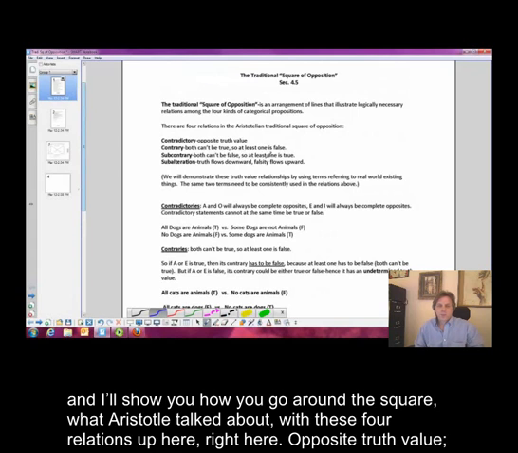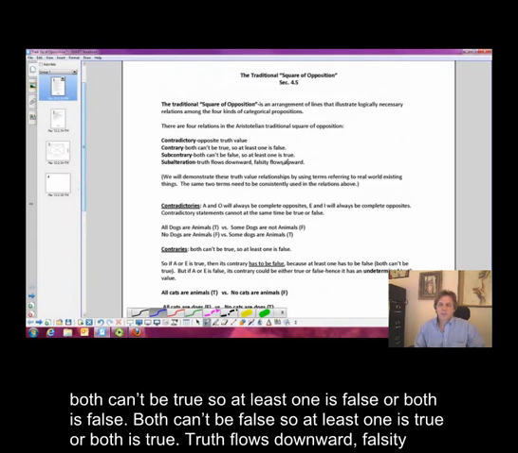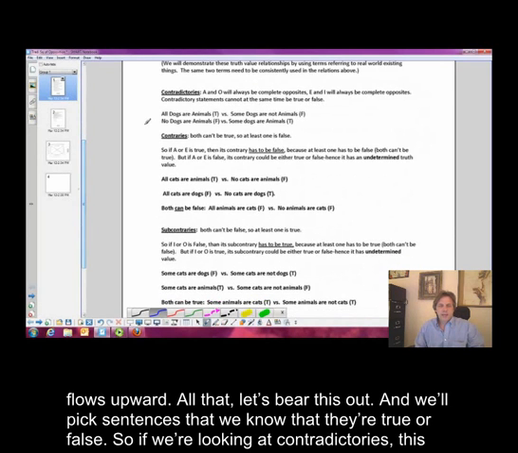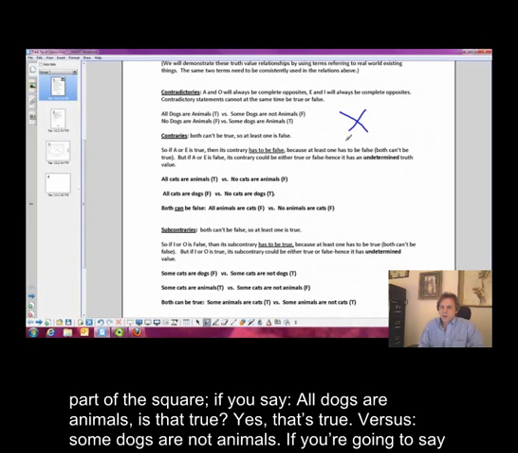Opposite truth value, both can't be true, so at least one is false or both are false. Both can't be false, so at least one is true or both are true. Truth flows downward, falsity flows upward. Let's bear this out, okay? And we'll pick sentences that we know are true or false. So if we're looking at contradictories, this part of the square, right?